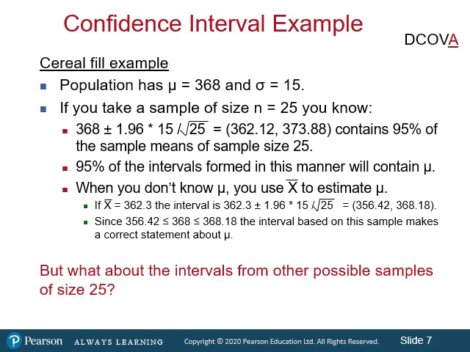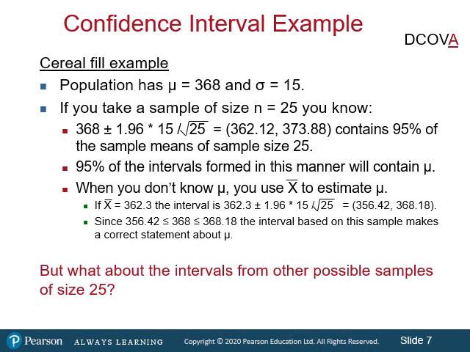So we'll look at an example of the cereal fill example. The population mu is 368 with a standard deviation of 15. If you take a sample of n equals 25, you know that the 95% confidence interval for the sample mean of size 25 will include 368 plus minus 1.96 times your standard deviation divided by the square root of n. So 95% of the means will be between 362.12 and 373.88.